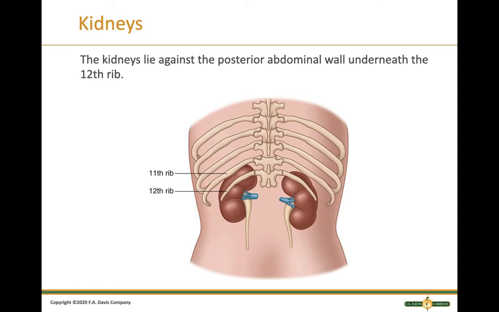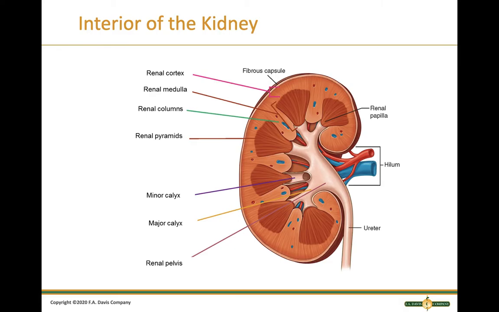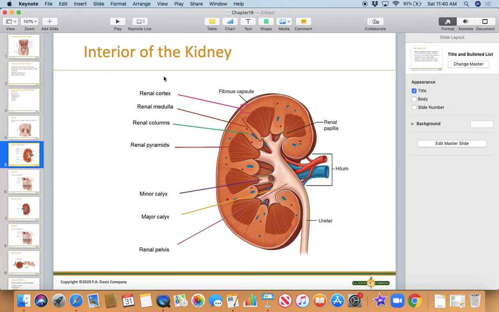Next, we're going to look at some parts of the kidneys. So they are against the posterior abdominal wall underneath the 12th rib. And if we look at the interior of the kidney, the outer region is called the renal cortex. And then the renal medulla is sort of the inner region. The medulla has a much higher osmolarity or concentration, and that allows us to concentrate the urine.